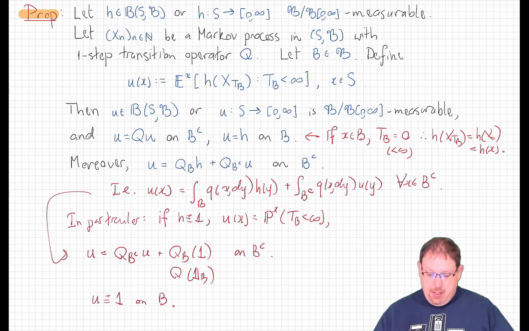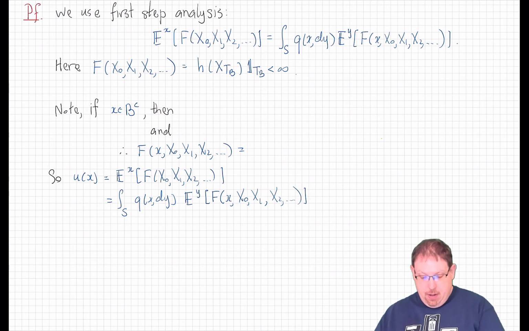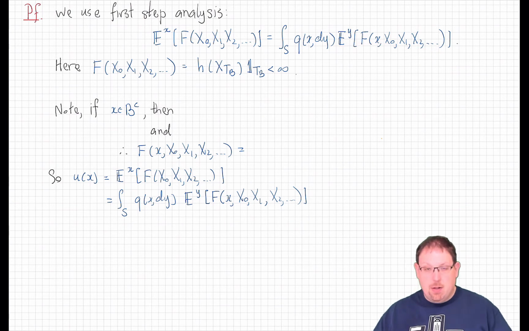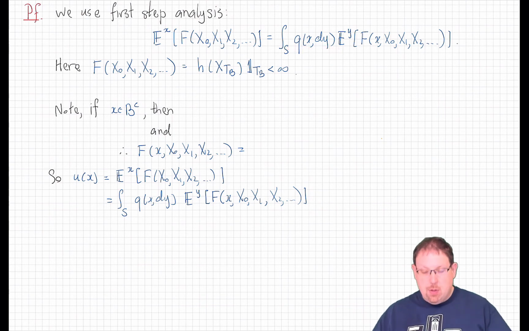Okay, let's prove this. We're going to use the first step analysis, which, remember, tells us that if we have some function f of the paths of the process, then the expected value of f of the whole chain starting in x can be computed by taking the expected value starting in any state y of f of the chain first starting with x and then continuing with the chain as it started before, and then integrating that over the whole state space Q of x dy, where Q is the full transition kernel.